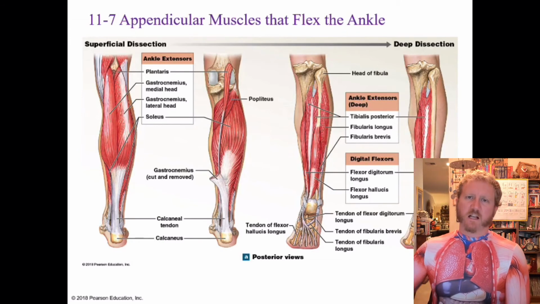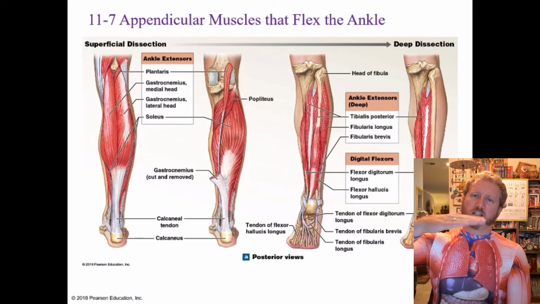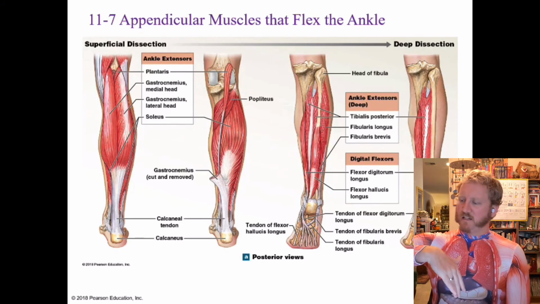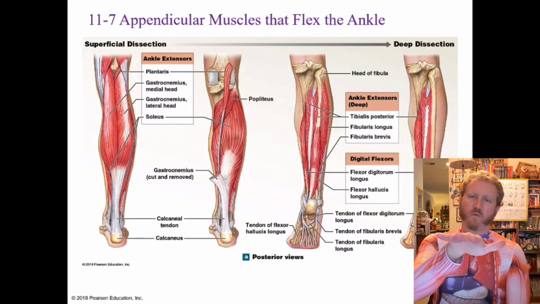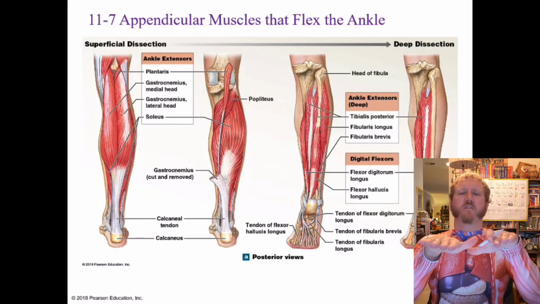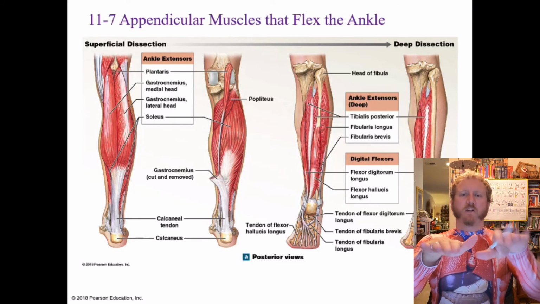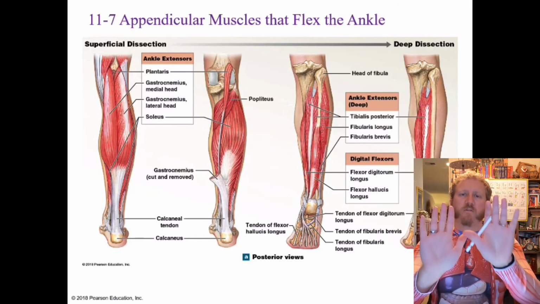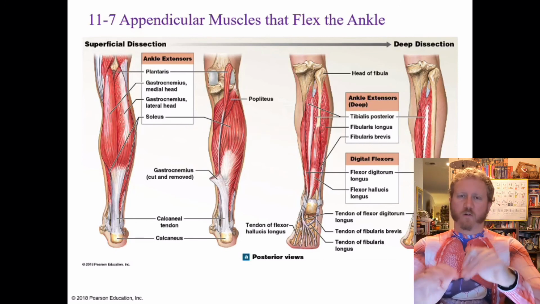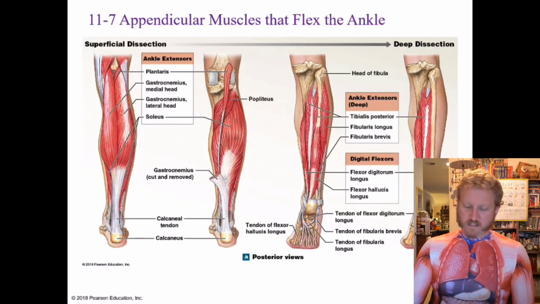So the gastrocnemius is going to try to extend the foot. The tibialis anterior is going to be the one that, if you try to stand up, you lift up your toes. You lift up your feet so you're just standing on your heels and you're walking awkwardly on your heels. That's the tibialis anterior.